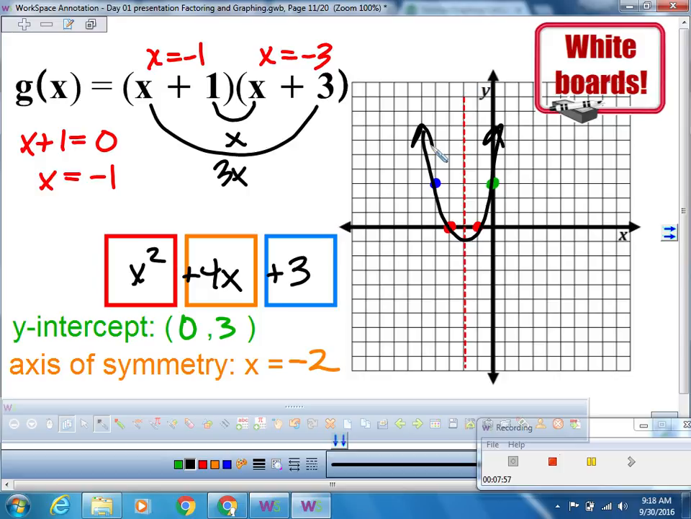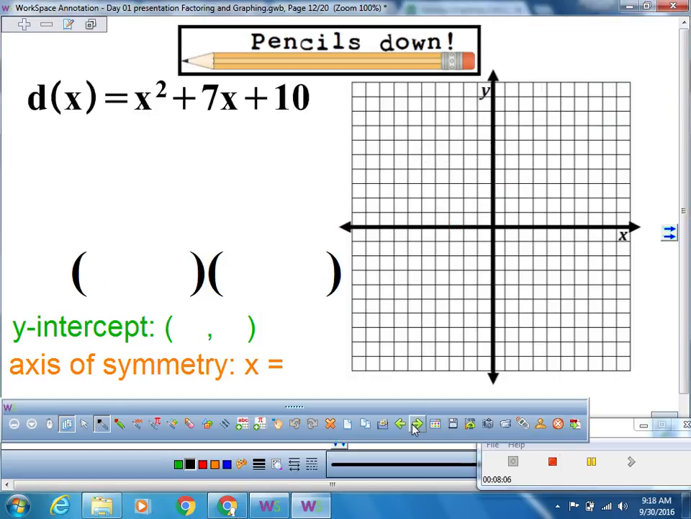Okay, let's go the other way. All right, pencils down. I'm going to go backwards now. So we went forward, right? Now I'm going to factor this to get my zeros. I already have one piece of information. What's my piece of information that I already have? The constant, my y-intercept. It's at 0, 10. So I can already graph that.